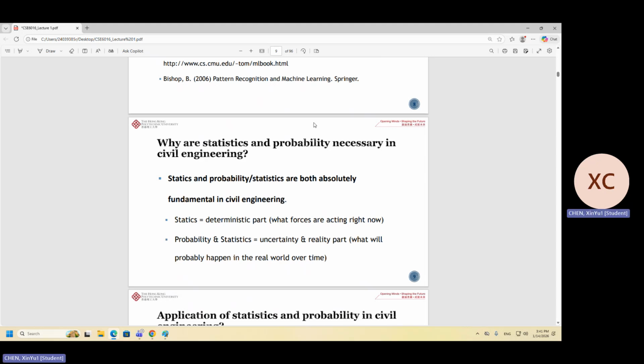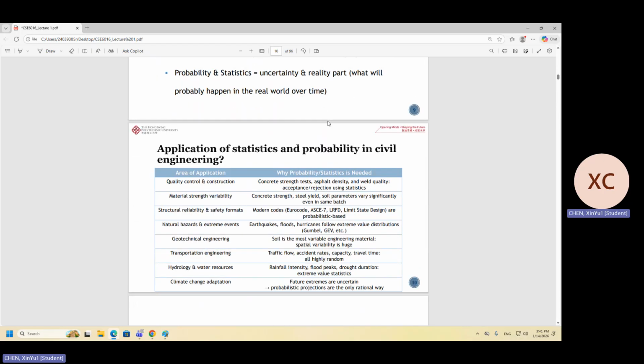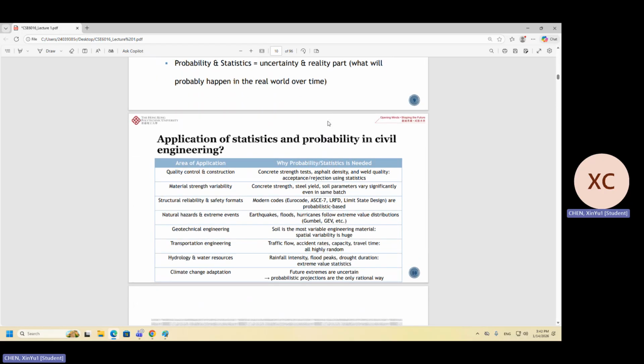Okay, so here I basically make some explanation based on the civil engineering domain. So why are statistics and probability necessary in civil engineering? Because statistics and probability are both absolutely fundamental in civil engineering. Statistics determines power, and probability in statistics handles uncertainty and certainty, and so on. So I tried to arrange examples of the application of statistics and probability in civil engineering here: environmental engineering, geotechnical engineering, structural engineering, hydraulic engineering, and so on. So most of your research work at PU is strongly related to this mathematical issue.